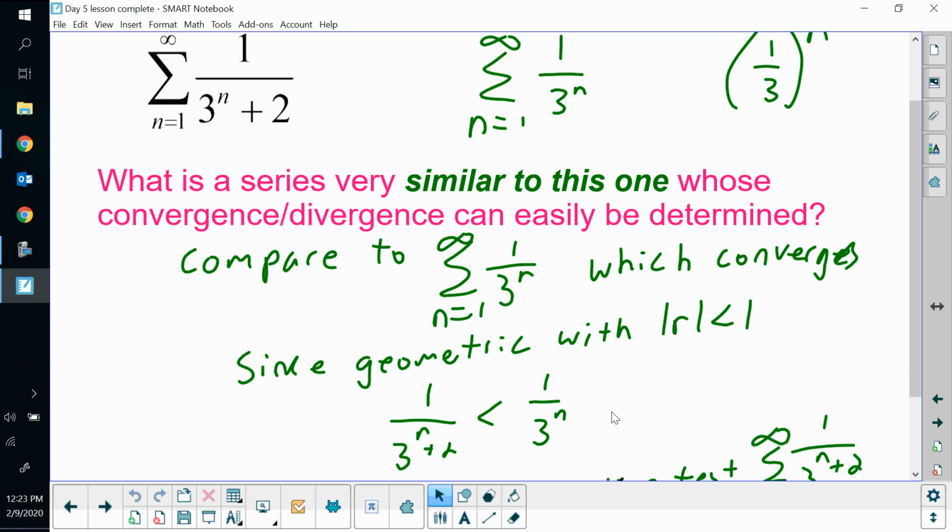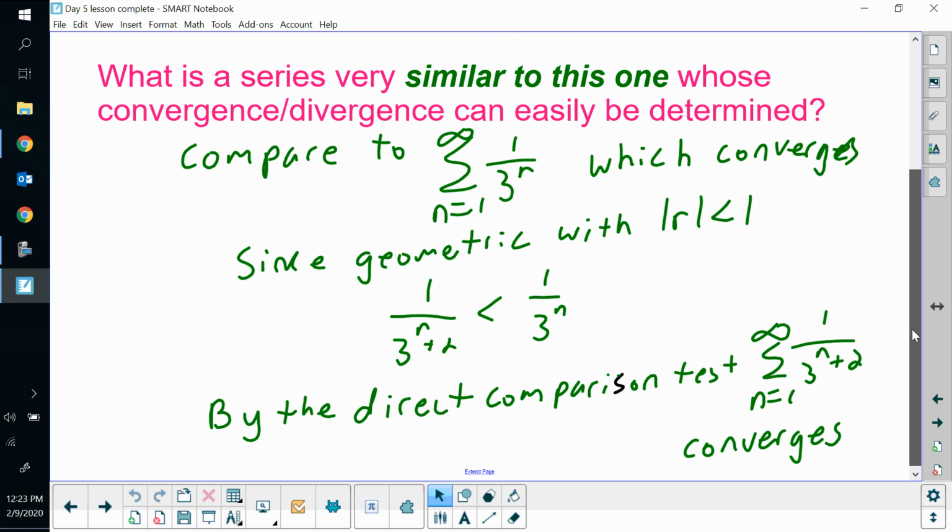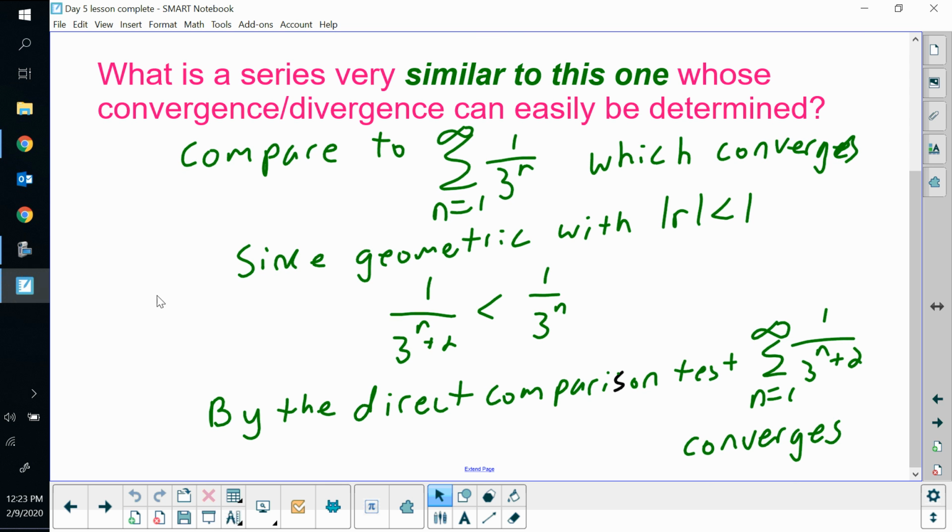Well, if 1 over 3 to the n, if that series converges, we know everything smaller than it should also converge. So we can say by the direct comparison test, our original series that we had also converges.